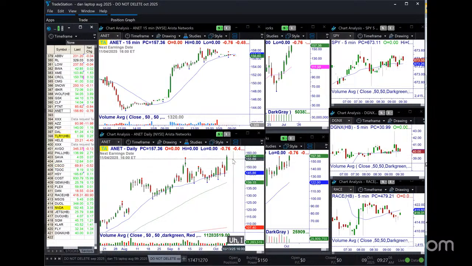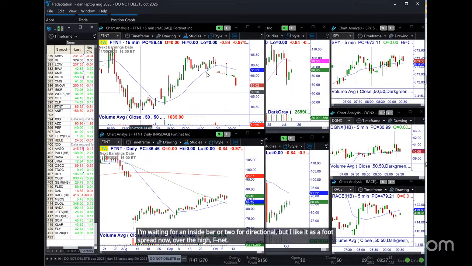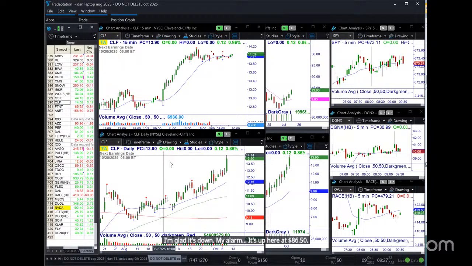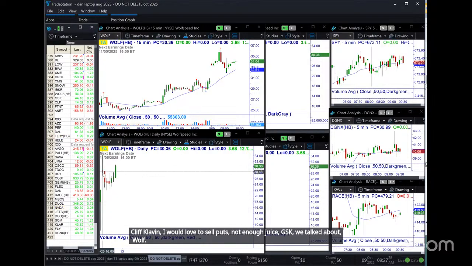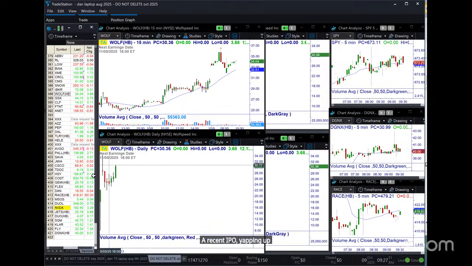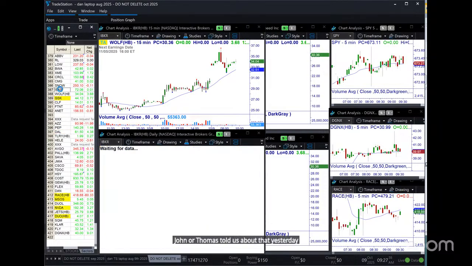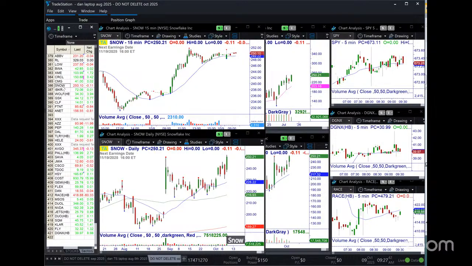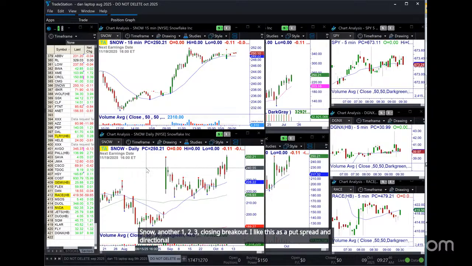All right, watch list items, ANET. I'm waiting for an inside bar or two for directional, but I like it as a put spread now over the high. FNET. I'm glad it's down. My alarm is up here at 86.50. Cliff Clavin, I would love to sell puts, not enough juice. GSK, we talked about. Wolf, recent IPO, gapping up again. I think John or Thomas told us about that yesterday. Interactive Brokers, I like as a put spread. Snow, another 1, 2, 3 closing breakout. I like this as a put spread and directional. I didn't check put spread, I need to.